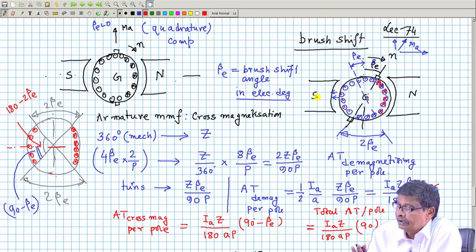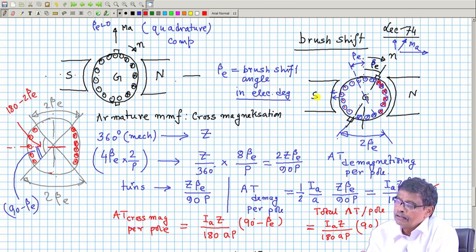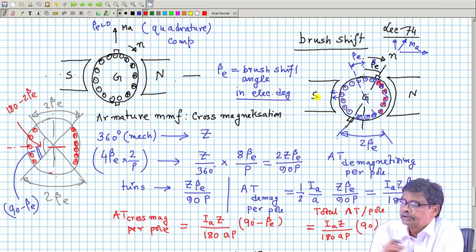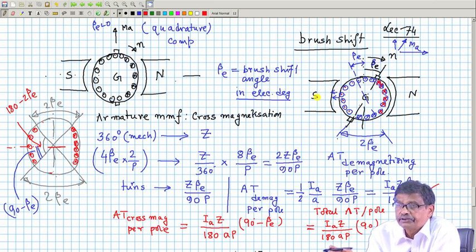We will come to the compound machine later, but what I am telling, we have learned how to calculate how much, with a brush shift here, is the cross magnetizing ampere turns per pole and how much is the demagnetizing ampere turns for a small brush shift angle. Do not give brush shift to a large amount. And also note that this brush shift angle for generator is to be given along the direction of rotation.